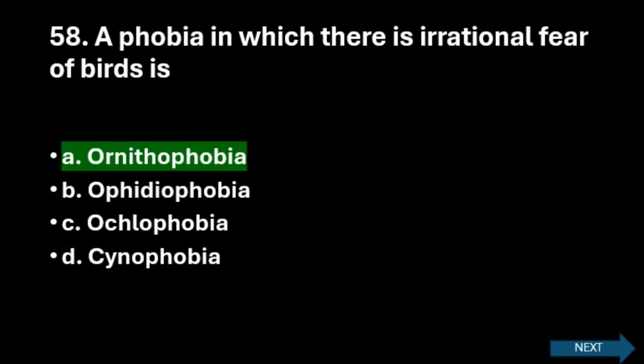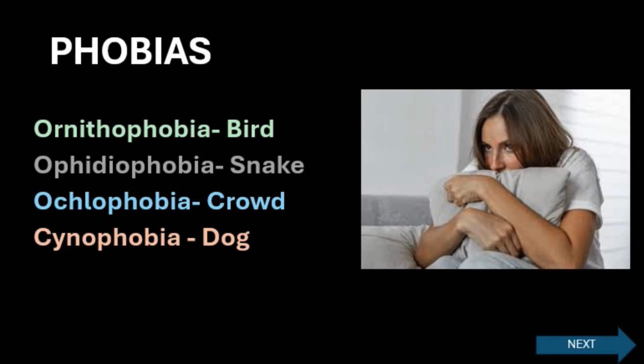Let us see the different phobias related to this question. Ornithophobia is the phobia of or the fear of birds. Ophidiophobia is the fear of snakes. Oculophobia is the fear of crowds, and cyanophobia is the fear of dogs.